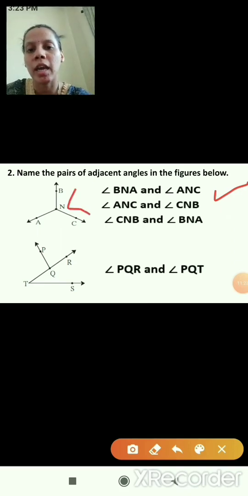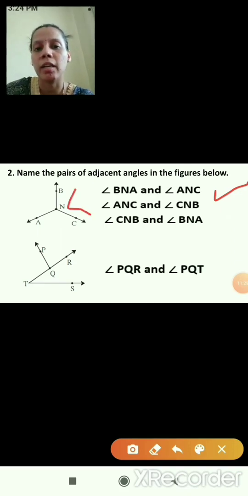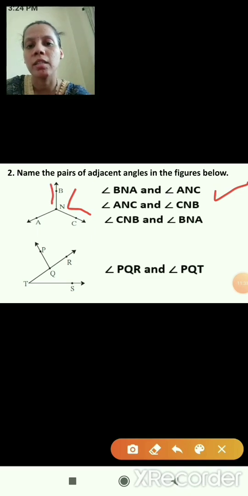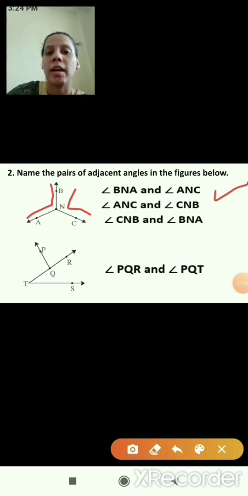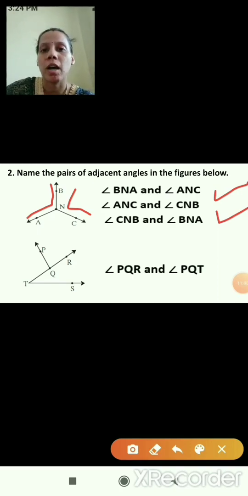This angle CNB is adjacent to angle BNA. Yes, these are the adjacent angles, angle CNB and angle BNA, as they have one common arm, that is ray NB, and one common vertex, that is point N. So these are the three angles which are adjacent. Yes, these are the pairs of adjacent angles. I hope you are clear with this.